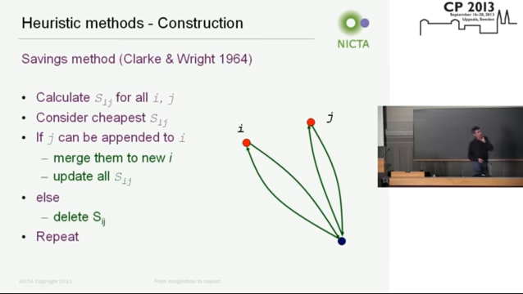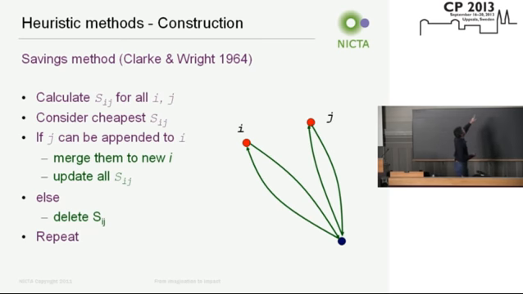Okay, another way of constructing is using the savings algorithm. This is a classic one. Don't you hate it when somebody comes along in 1964, the field is only just getting started, and somebody comes up with a method that is still used today. And it's not a terribly obvious one, but they really nailed it.